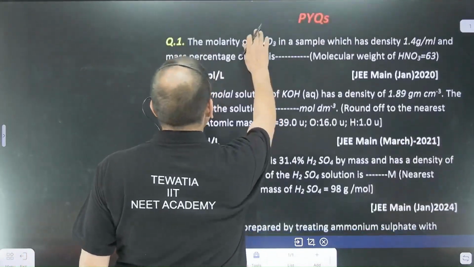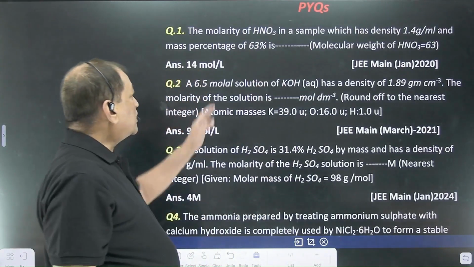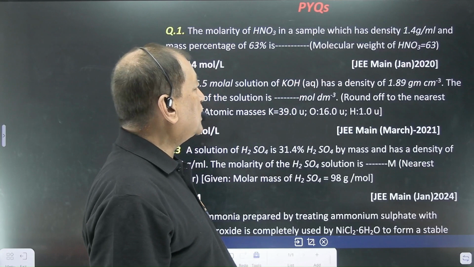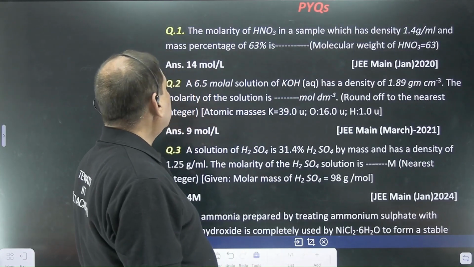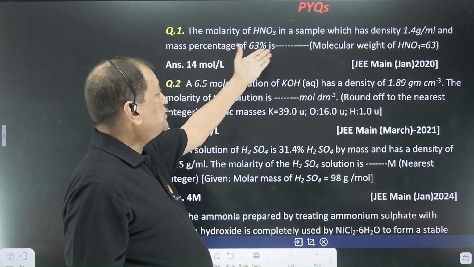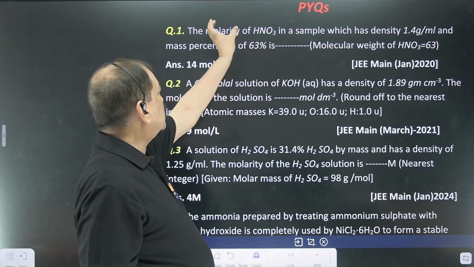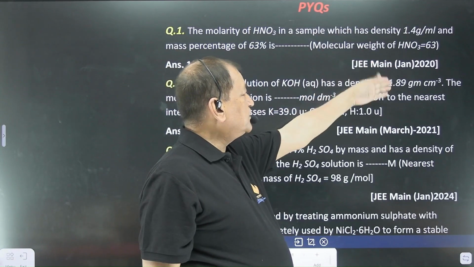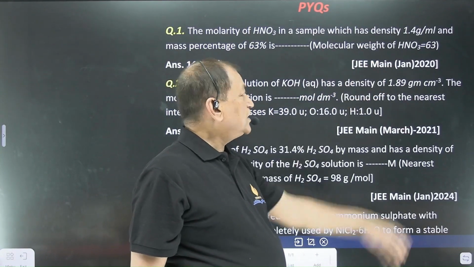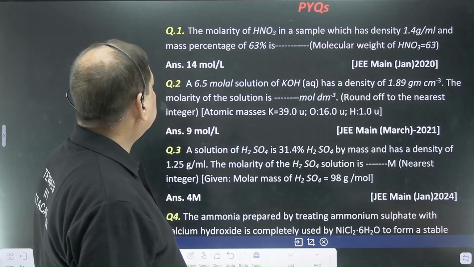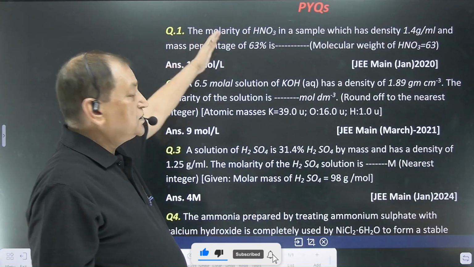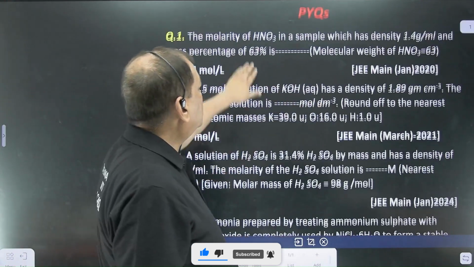Question 1. The molarity of HNO3 in a sample which has density of 1.4 gram per milliliter and mass percentage 63% is. We have to calculate the molarity. The molecular weight of HNO3 is given, 63. This question came in JEE Mains January 2020. Answers are written here. So let's try this question straight away with the formula.